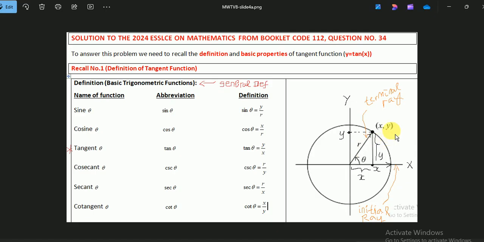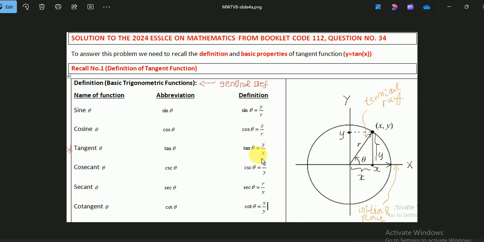By using these three quantities, we can define three functions. For example, the tangent function: tangent of angle theta means the ratio of y to x. Y divided by x is tangent of theta. Wherever theta is, tangent of theta is defined to be y over x. So we can get properties of the tangent function from its definition.